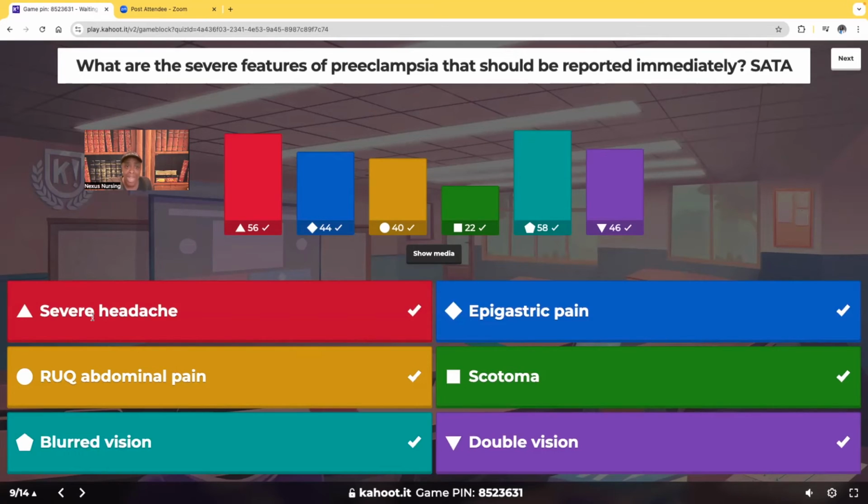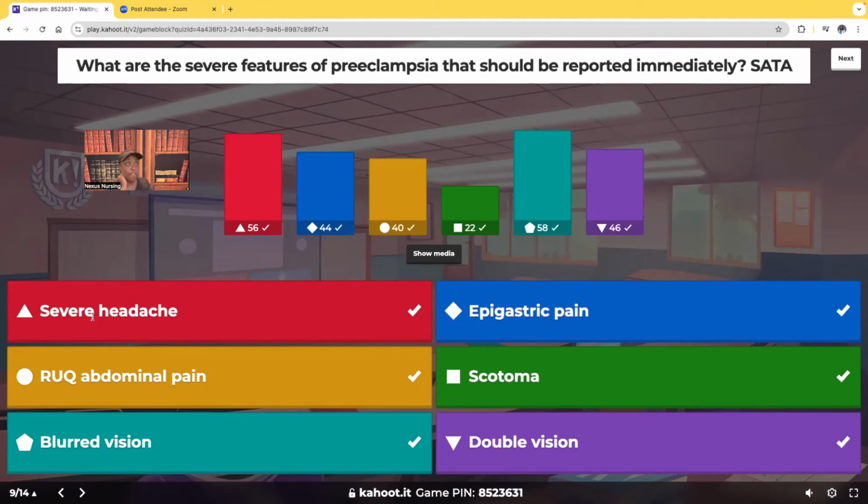Epigastric pain, right upper quadrant abdominal pain, and I forget who that student was on the live, whoever said everything except for scotoma. Are you kidding me? So scotoma, that's a type of visual disturbance. You see scotoma, you see blurred vision, and you see double vision. Why in the world would you say everything except for scotoma?